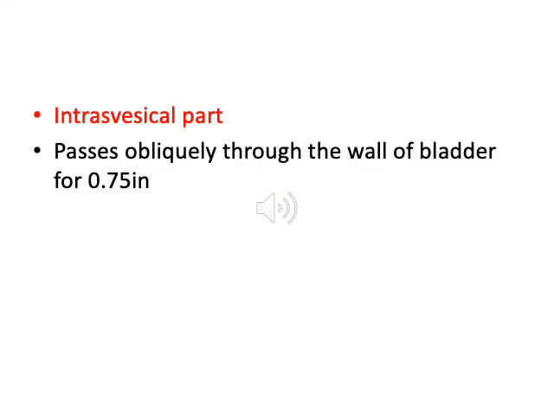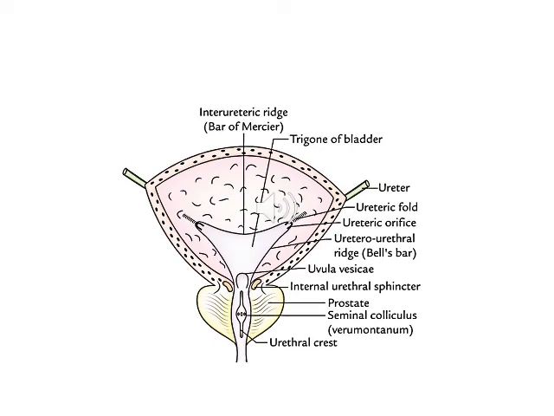The intravesical part of the ureter passes obliquely through the wall of the bladder for around 0.75 inches. This is the intravesical part of the ureter. It passes obliquely through the wall of the bladder and enters the bladder at the trigone area, near the opening of the ureter. The ureters have a ureteric fold and enter the bladder through the ureteric orifice.